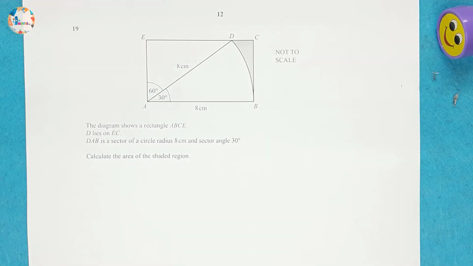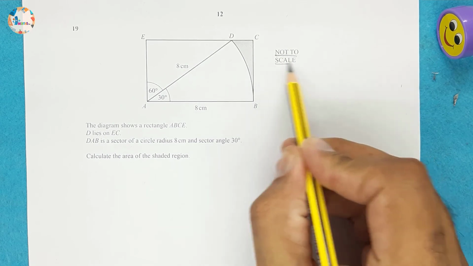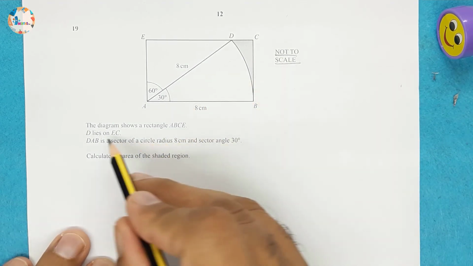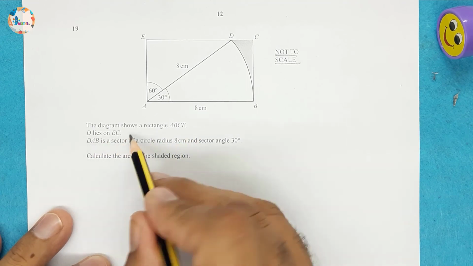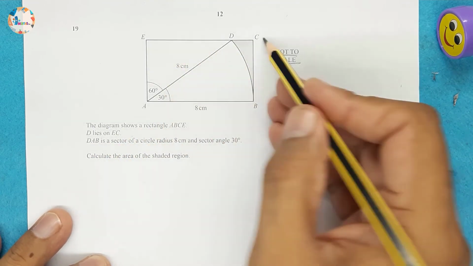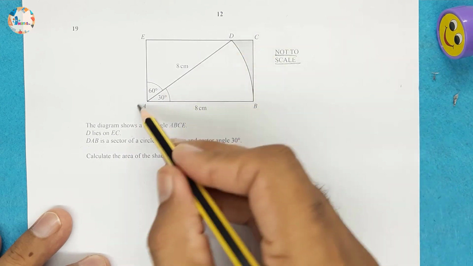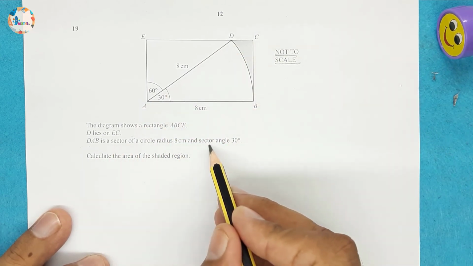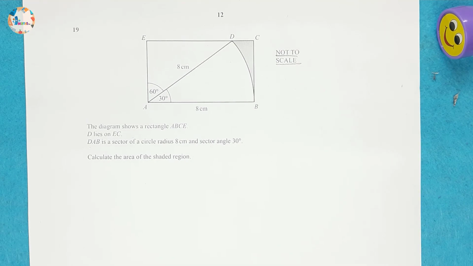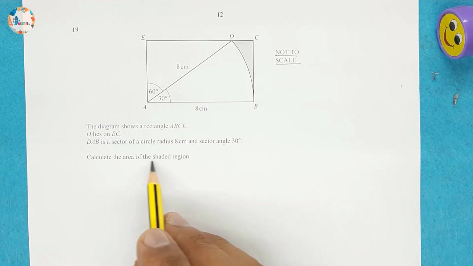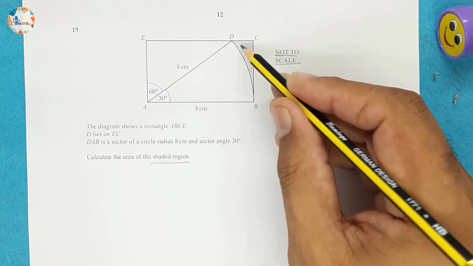Hopefully you understood this. Now this is question number 19. Diagram provided is not to the scale. The diagram shows a rectangle ABCE. D lies on EC. DAB is a sector of a circle, radius 8 centimeter, and sector angle 30. Calculate the area of the shaded region. So this area is required.